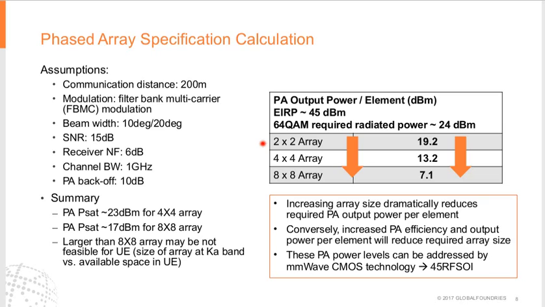So if the array is 2 by 2, the power requirement per element is 19.2 dBm. When we increase the array size, the power per element reduces to 7.1 dBm for the 8 by 8 array case. Inversely, if we can improve the PA efficiency and the output power per element, then we don't need so many elements, and we can reduce the size. Based on our evaluation, the 45 SOI can meet this spec requirement. More than 8 by 8 array may not be feasible for user equipment because of the size limitation.